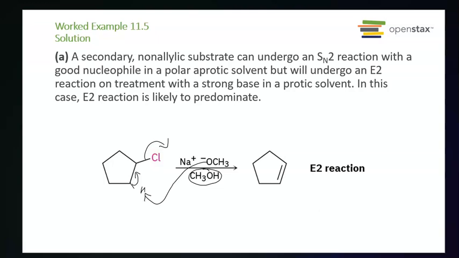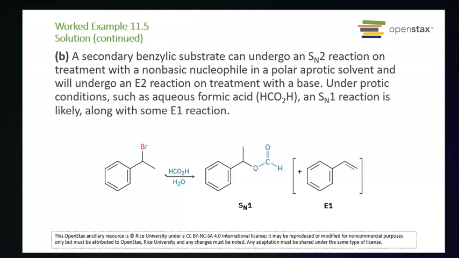Okay. The next one is a benzylic carbon atom or a benzylic halide, and here we have formic acid, which is a weak nucleophile and also a weak base. So that's why you will actually get both SN1 and E1 products, where it can act as a nucleophile as well as a base. Okay, so if it is acting as a nucleophile, then it will remove the bromide and put the formate ion here. Okay, formate as the nucleophile.